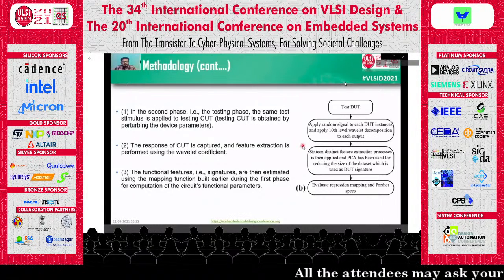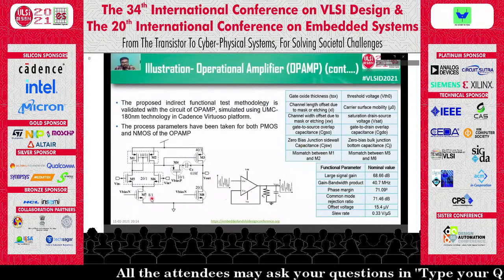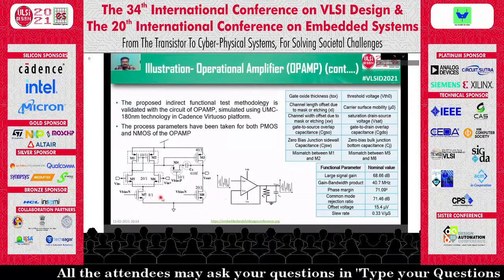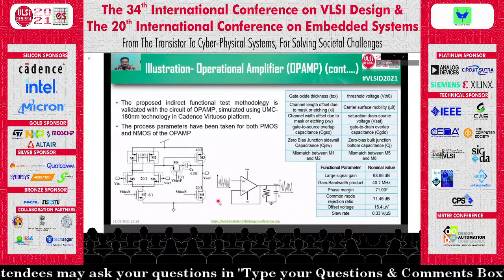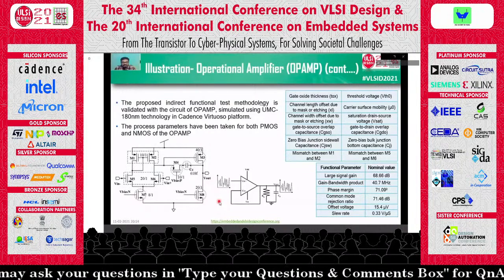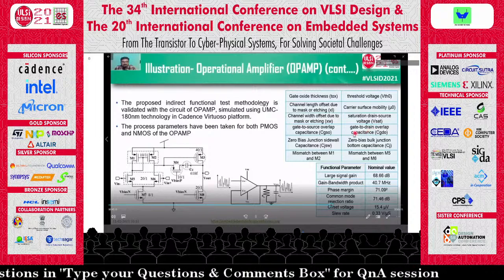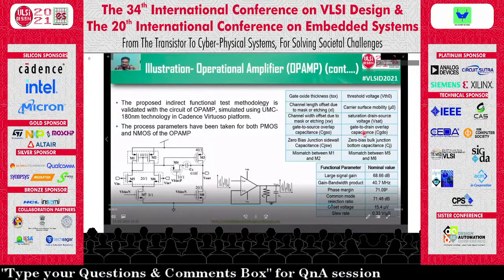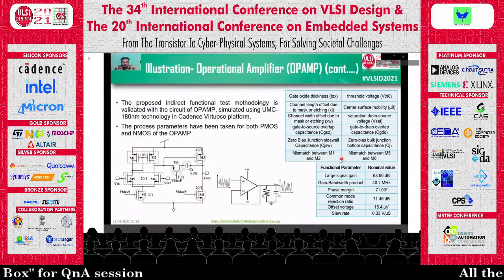The circuit topology of the CMOS operational amplifier is shown in this figure, and the topology used in this work to produce the transient response of the pseudorandom signal is given in this figure. The process parameters considered for generation of the circuit instances by Monte Carlo simulation are listed in this table. These process parameters have been taken for both PMOS and NMOS of the op-amp. As you can see, some mismatch transistor parameters are also taken.